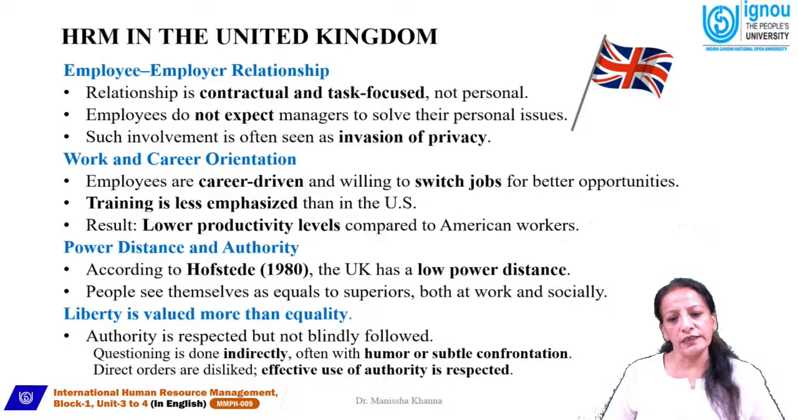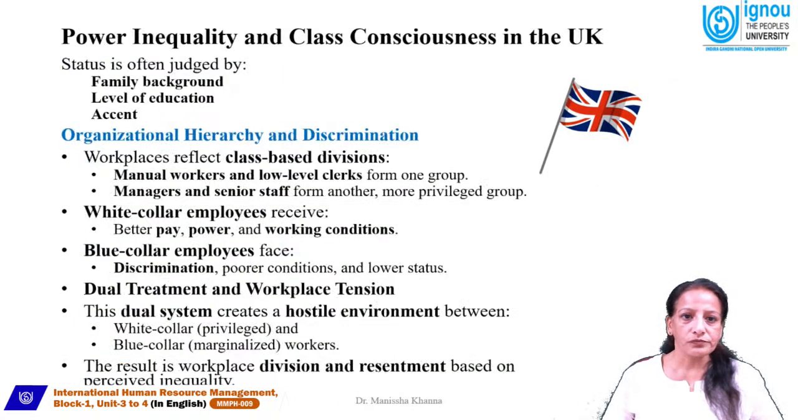According to Hofstede in 1980, the UK has a low power distance. People see themselves as equal to superiors, both at work and socially. Authority is respected but not blindly followed. So questioning is done directly or indirectly, often sarcastically or sometimes in humor. Direct orders are disliked. The effective use of authority is respected in UK culture.